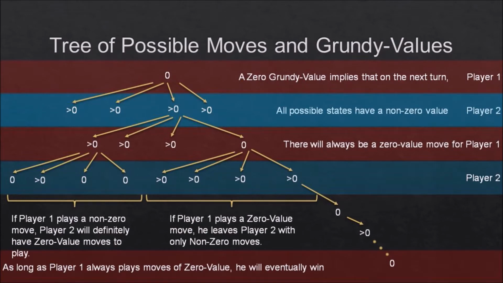This can be better illustrated by envisioning a tree for all the possible moves in that game state. A 0 Grundy value implies that on the next turn, all possible moves will put the game in a state with a non-zero Grundy value. The player who first played the move with a Grundy value of 0 will always have a move with a Grundy value of 0 on his next turn. However, if instead of playing a move with a 0 Grundy value, he plays one that is non-zero instead, then his opponent will have moves with a Grundy value of 0, and can take the game from there. As long as one player always plays moves with a Grundy value of 0, he is guaranteed a win.